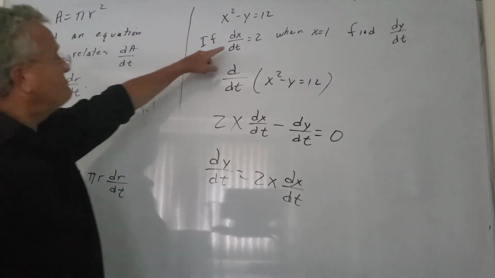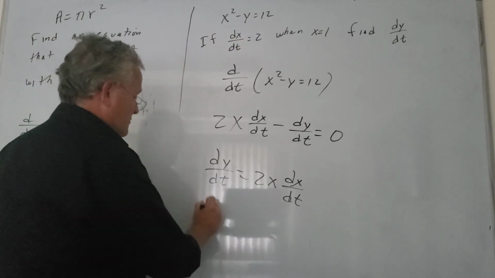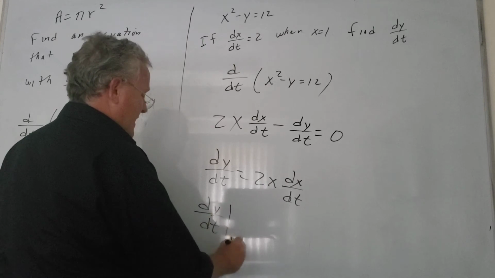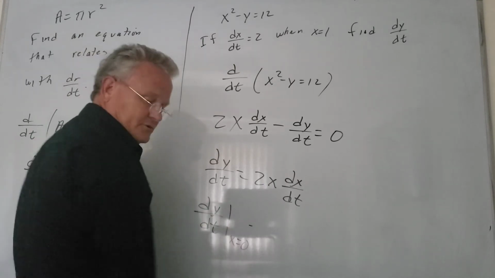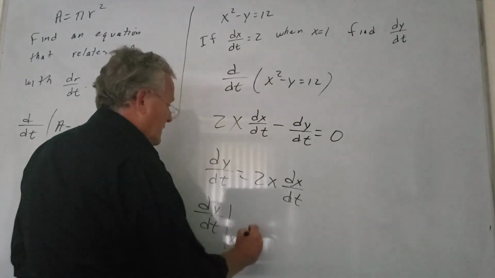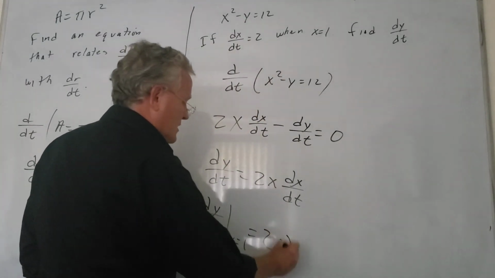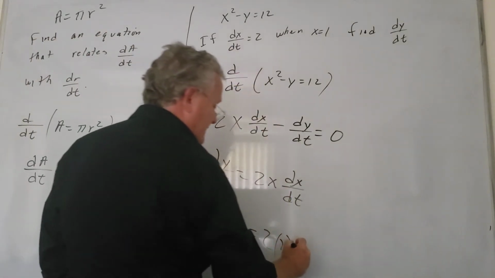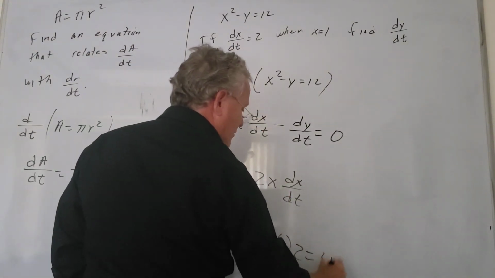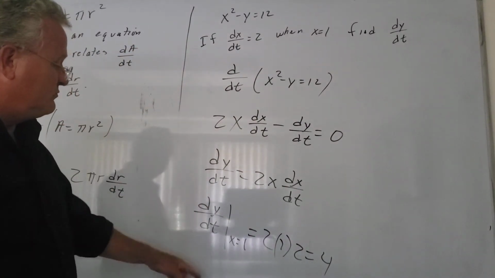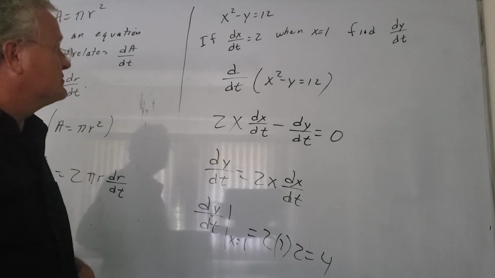So now just plug it in. When x is equal to 1, dy/dt is 2 times 1 times the rate at which x is changing, but we're told that that's equal to 2, and that product is equal to 4. So that's the rate at which y is changing with respect to time when x is 1.